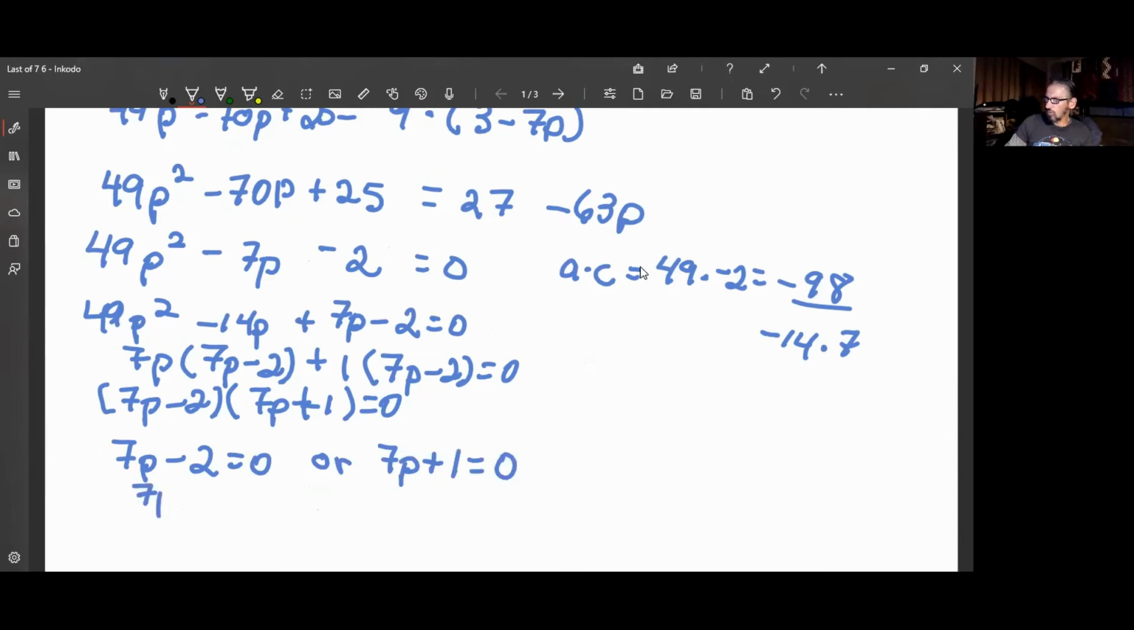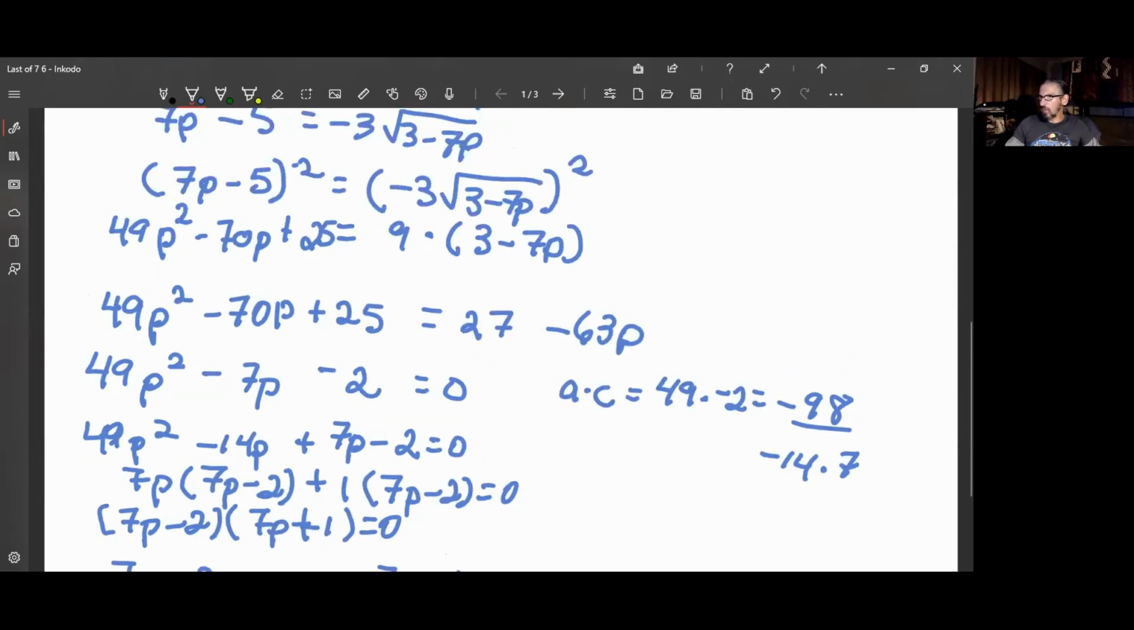Solve these two linear equations, and we get two possibilities, that p equals 2/7 or p is equal to negative 1/7. If you're not familiar with the AC method and grouping to factor the quadratic, then do something else to try to factor it or use the quadratic formula. Let's check both the 2/7 and the negative 1/7.